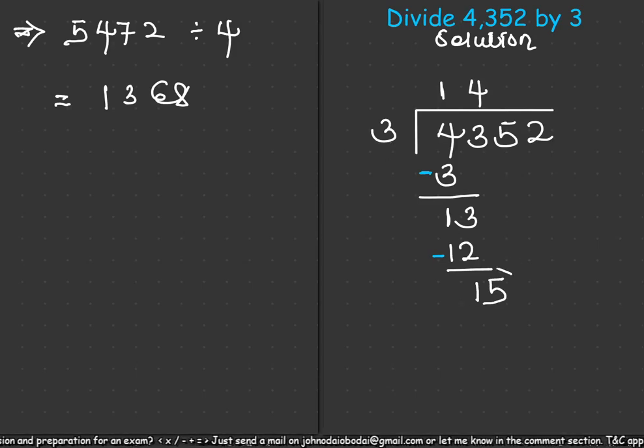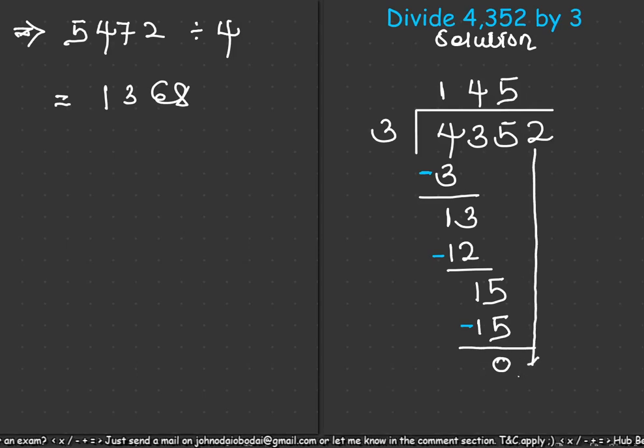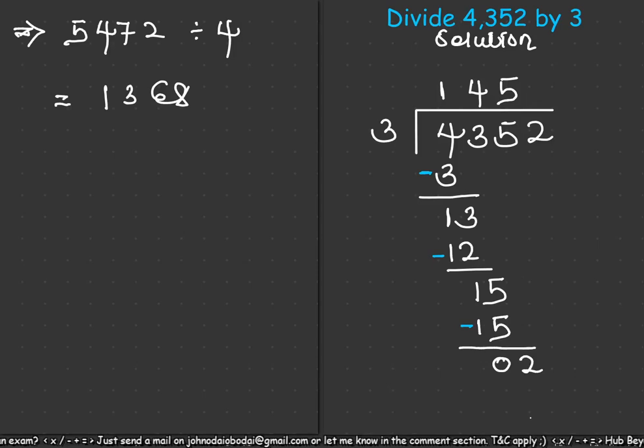Now, 15 divided by 3 gives us what? A 5. So you put our 5 here. And then 5 times 3 gives us what we call the 15. What do we do? We subtract. Now, after subtracting, we have a 0, because 15 minus 15 is actually a 0. Now, you take note that we still have one more digit we have not brought down. So let's bring that number down, which is your 2.